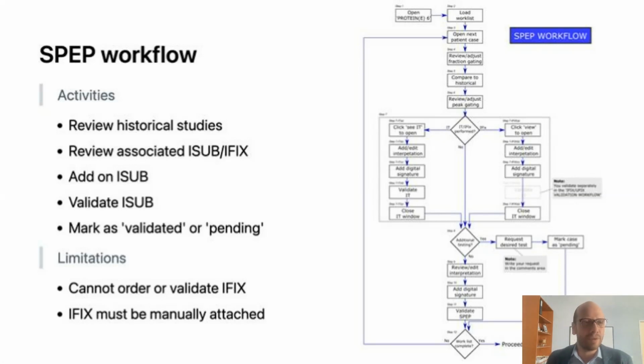Next, the pathologist can review any abnormal peak annotations and gating. And then they can review any reflexive testing that was produced. Again, at our institution, we perform both immunosubtraction and immunofixation. So depending on which study was performed, in one click, the pathologist can open up and view that study, and they can add their interpretation and their signature.